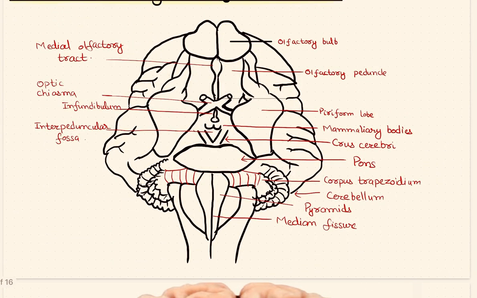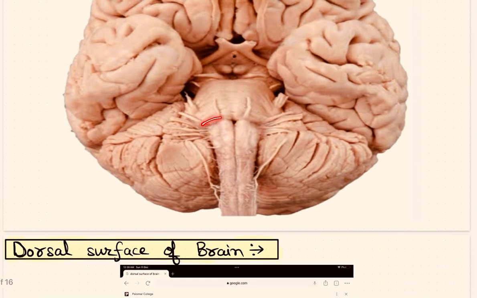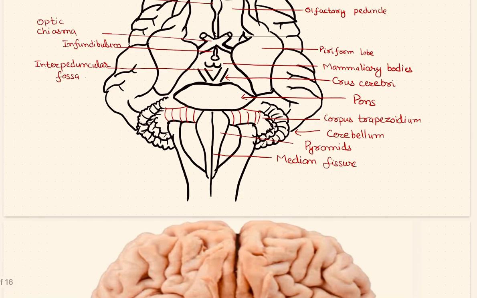Now moving upwards, you can see this is the pons varolii, and between the pons varolii and medulla oblongata there is a junction where a band like thing is present, and it is known as corpus trapezoidum. Like you can see here, this is a band like structure, it is known as corpus trapezoidum.